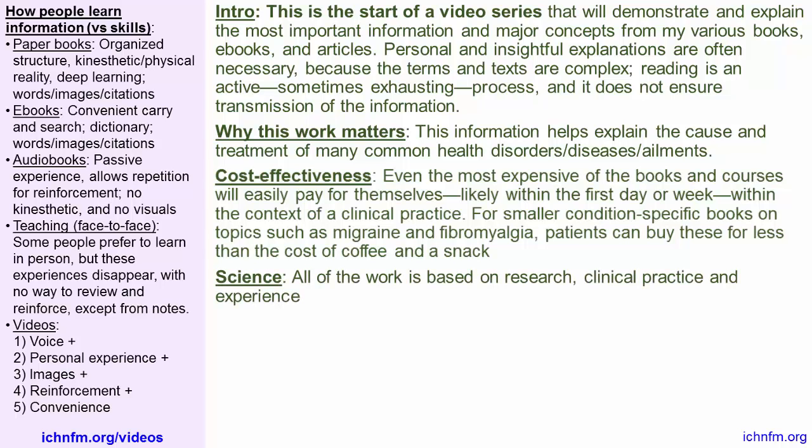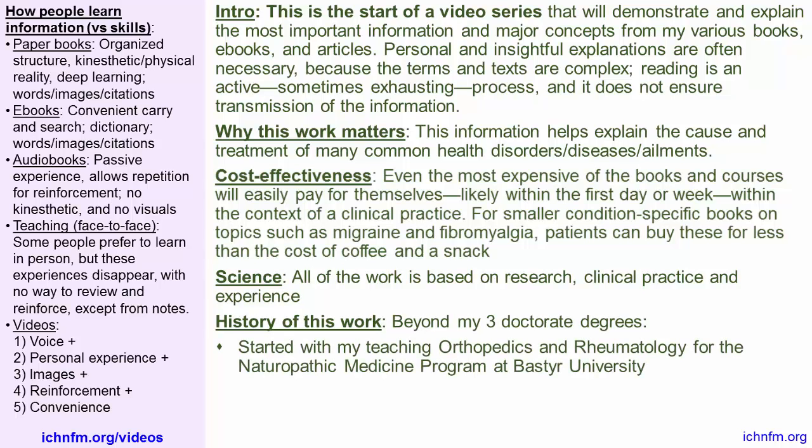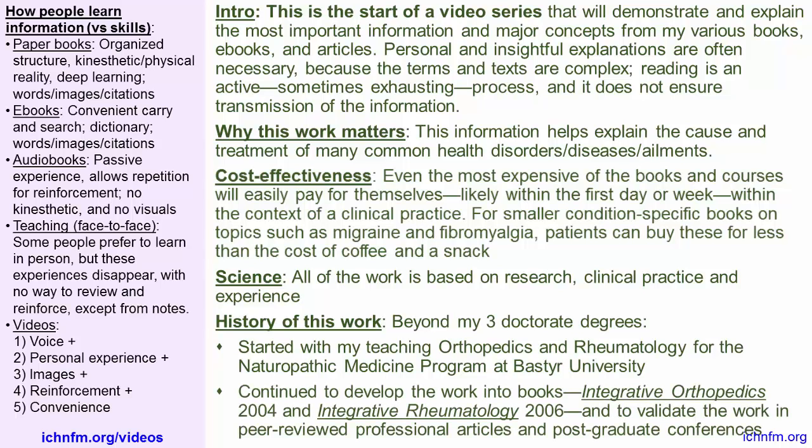All of this work is based on research, clinical practice, and experience, and I've been developing this work now from the start of my teaching career back at Bastyr University, where I taught orthopedics and rheumatology. From those teaching experiences, I developed my course notes into two textbooks, Integrative Orthopedics in 2004, Integrative Rheumatology in 2006. And I've continued to validate the work in peer-reviewed professional articles and postgraduate conferences.